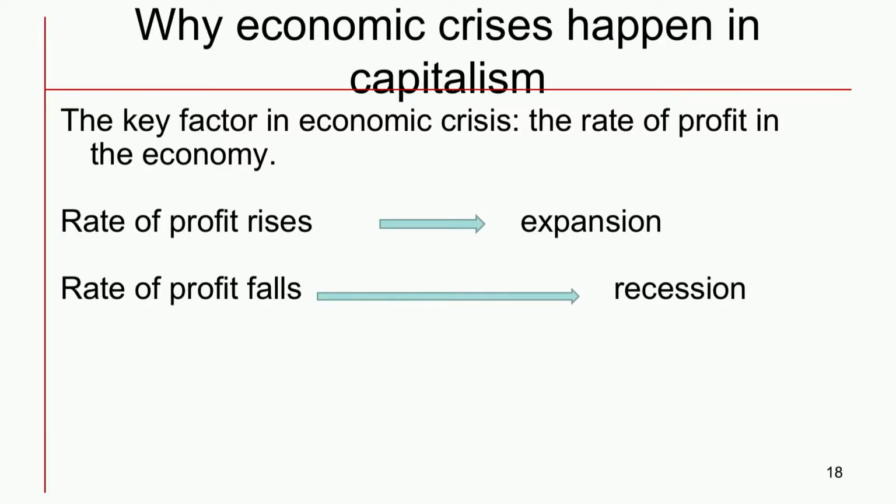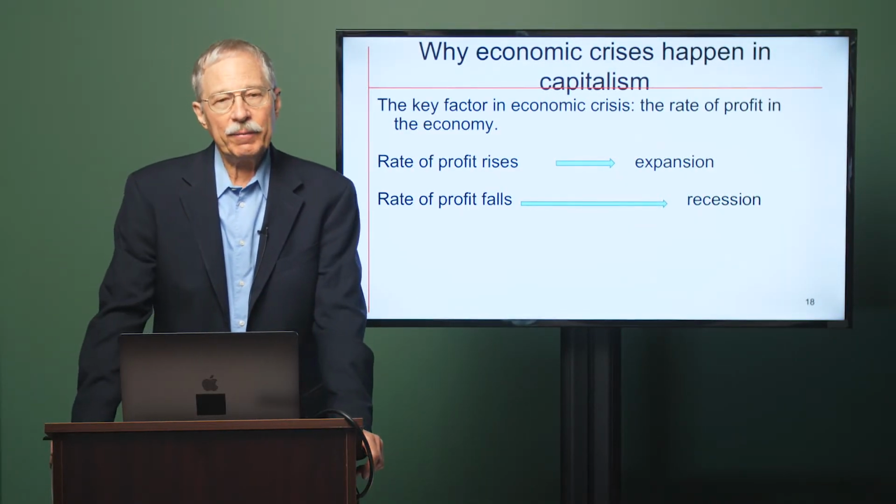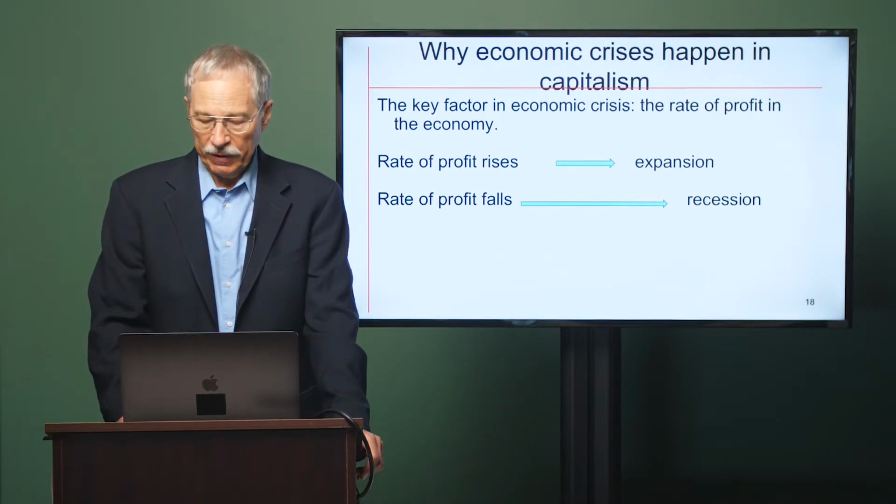Now, why do economic crises happen in capitalism? The key factor in economic crisis is the rate of profit in the economy, which refers to how big are profits compared to the capital of the capitalists. If the rate of profit rises, capitalists are encouraged to expand. If the rate of profit falls, even though it's still positive, capitalists are likely to wait until it improves. And so they stop investing and the economy heads into a recession, which is a term for an economic crisis that lasts a relatively short period of time.